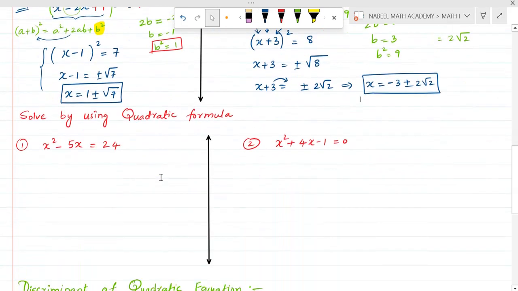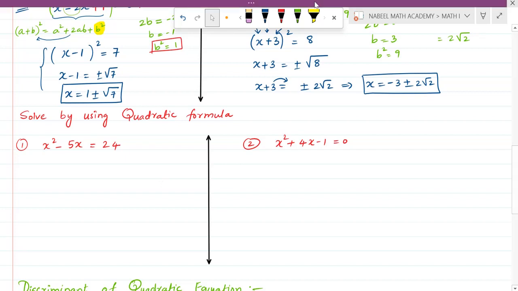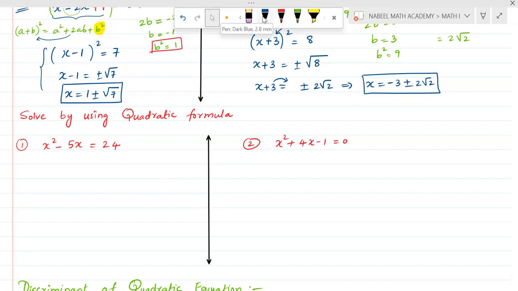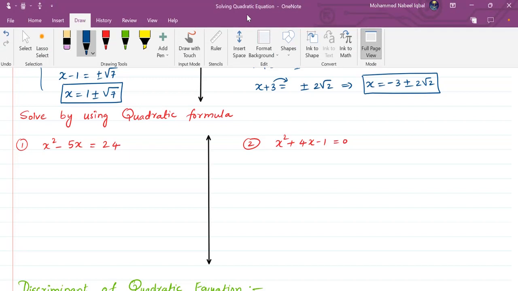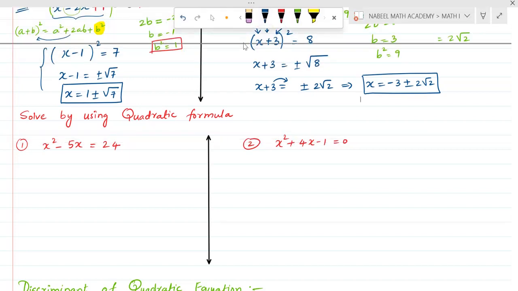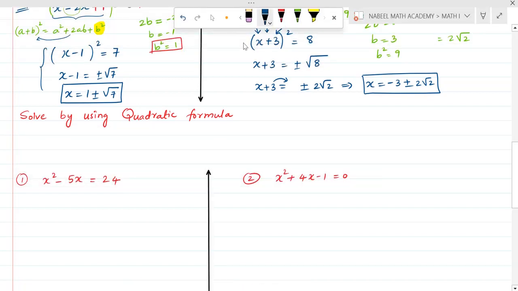Now let us go to the next one, the very important rule, the quadratic formula. Some of the techniques above may fail in some problems, but this is a very strong formula. It is applicable for all quadratic equations. You can solve all problems using this technique. It will never fail.